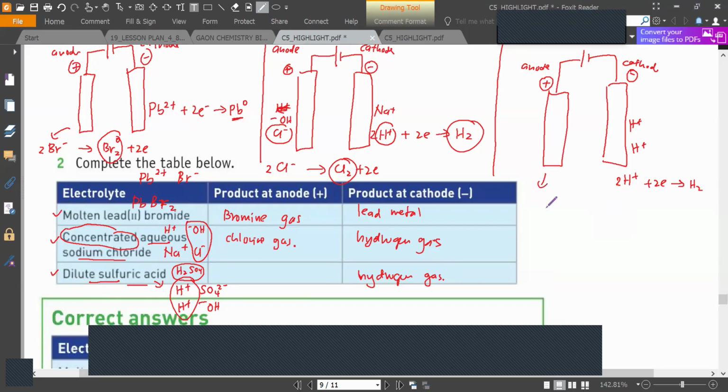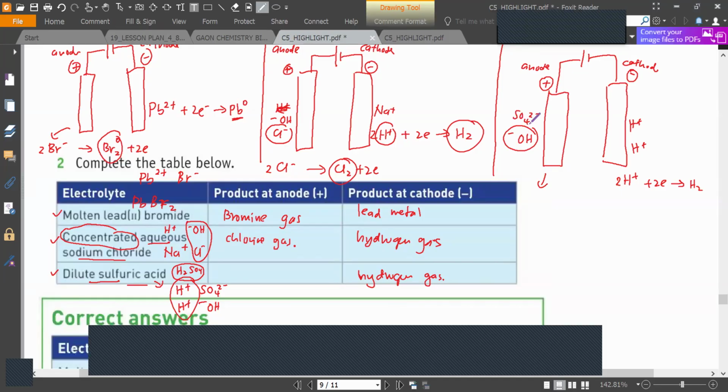And then now here we have sulfate and the hydroxide. Between these two, always the hydroxide will react, because hydroxide is the one that is less stable. The sulfate is very, very stable, so it does not react.